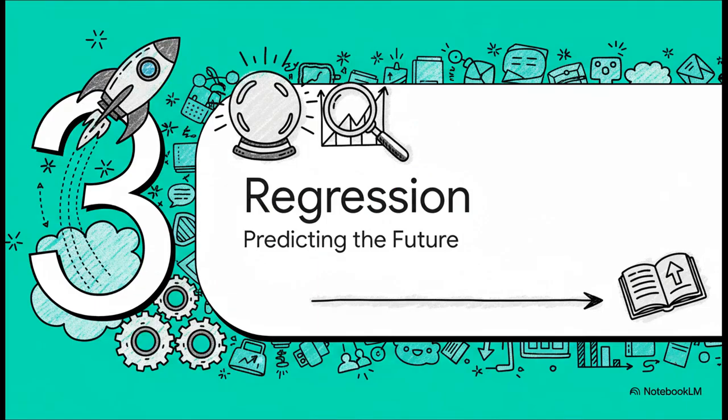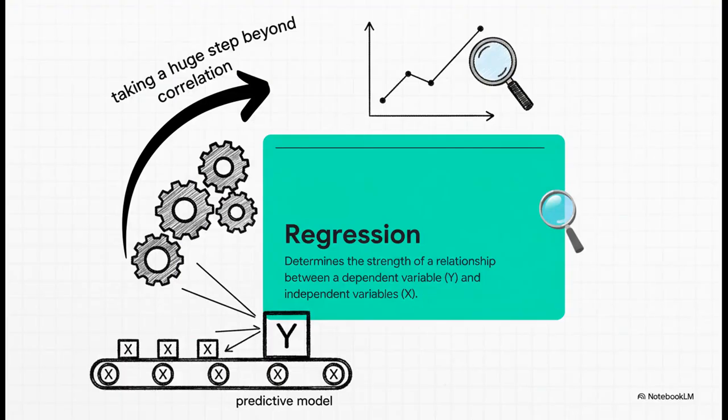So, okay, if correlation can only describe what's already happened, how do we start to actually predict what's coming? Well, for that, we need to upgrade our toolkit, and this is where regression analysis comes into the picture. See, regression takes it a huge step further than correlation. The whole goal here is to build a predictive model. We pick a dependent variable, that's the thing we're trying to predict, and one or more independent variables. Those are the factors we think might influence it.